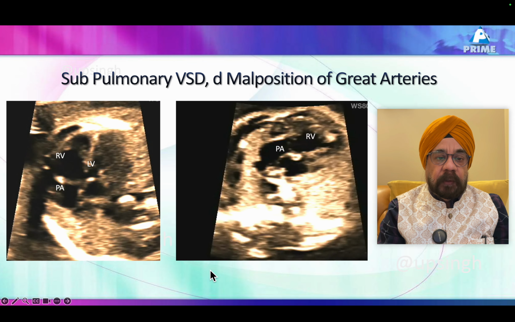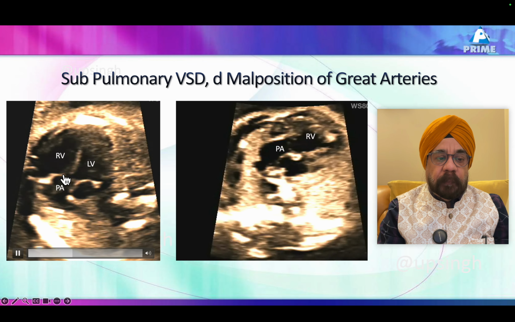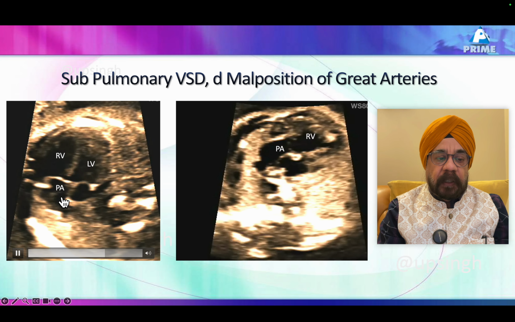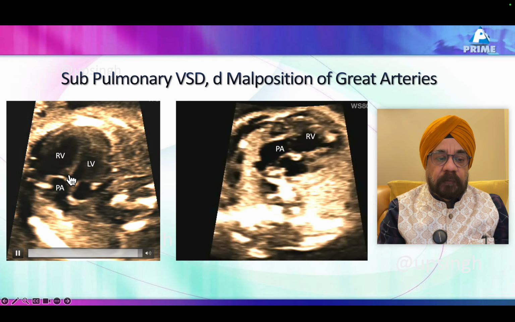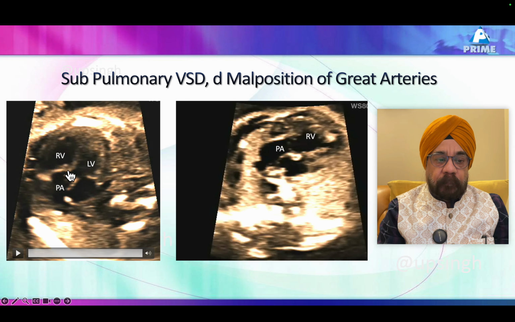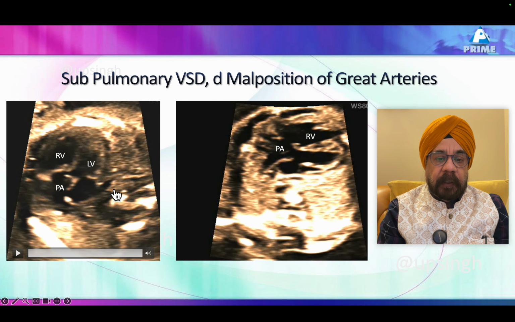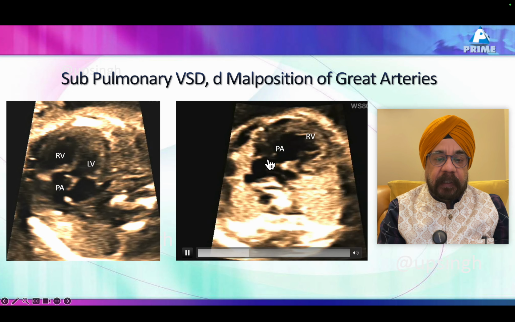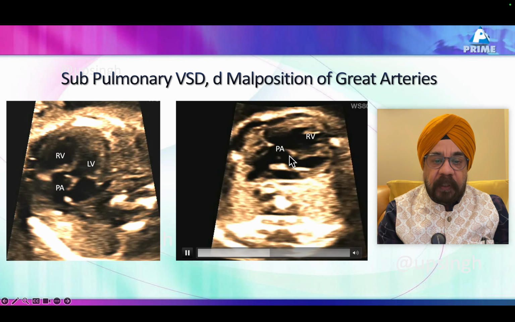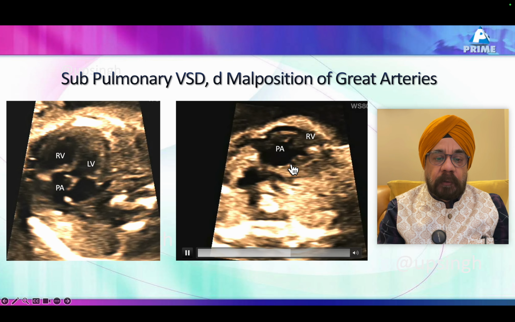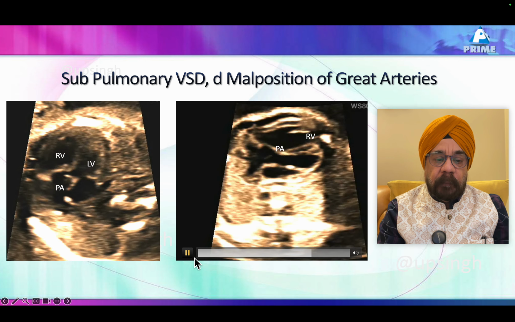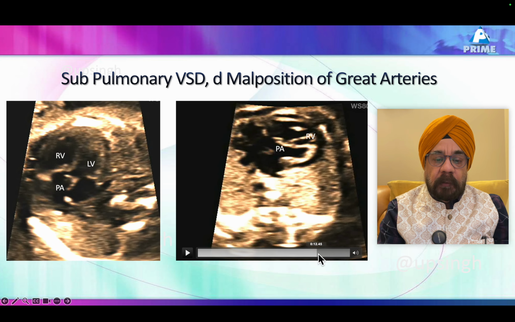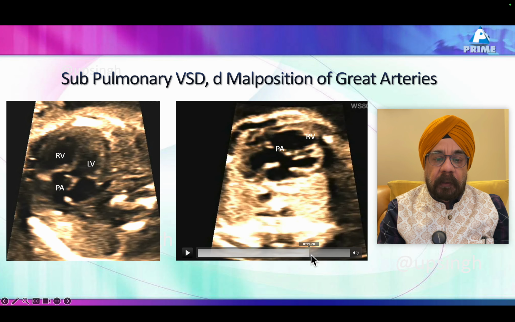Showing you cases, the VSD. Now VSD could be subpulmonary. Look at the pulmonary artery branching large, and this is overriding this ventricular septal defect more than 50% towards the right ventricle. So this is the pulmonary artery, and the VSD is subpulmonary because it's actually directly connecting with the pulmonary artery. How do I say? In this view, you see the VSD. I'm going to freeze it here and show you. Okay, let me go back and okay, yes.